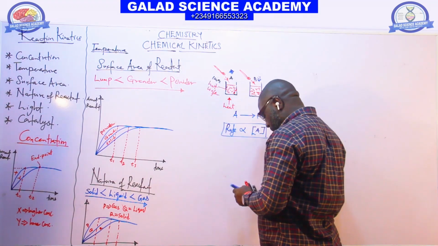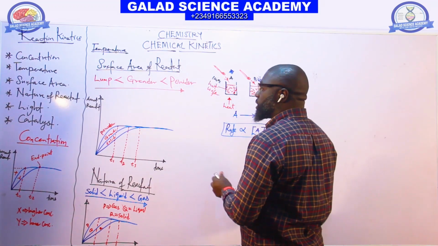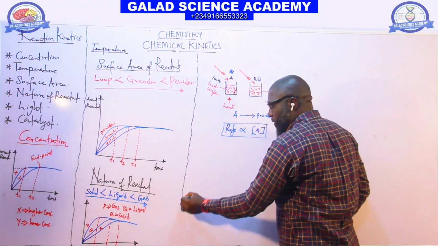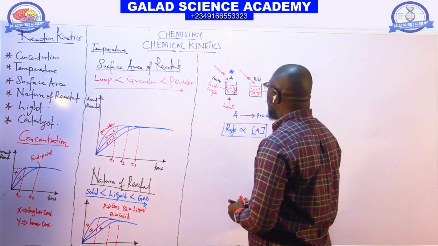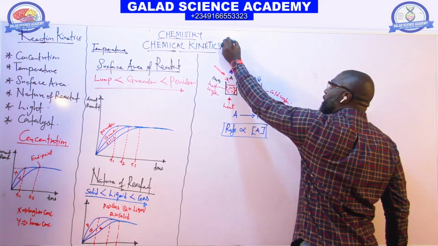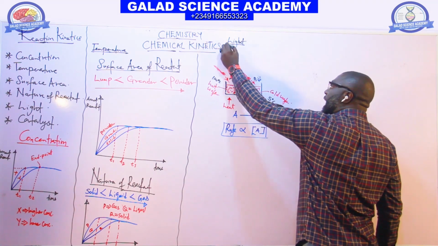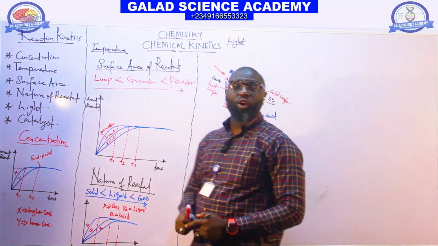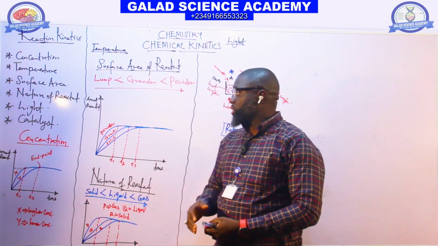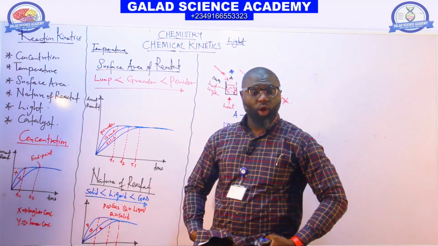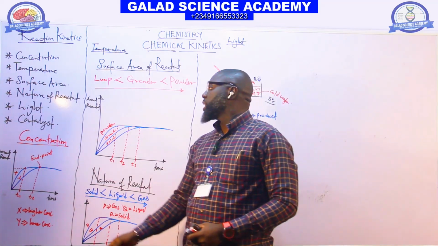And the next one, the other factor that affects the rate of chemical reaction, we have the effect of light. Talking of light, the light also affects the rate of chemical reaction. So the light affects the rate of chemical reaction.